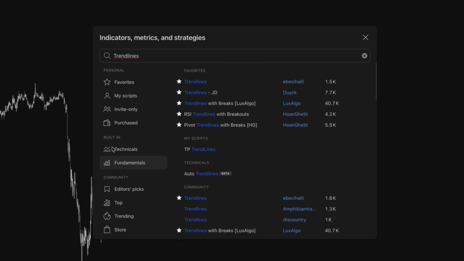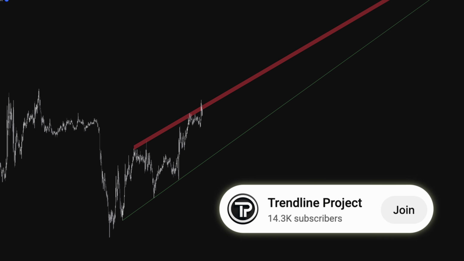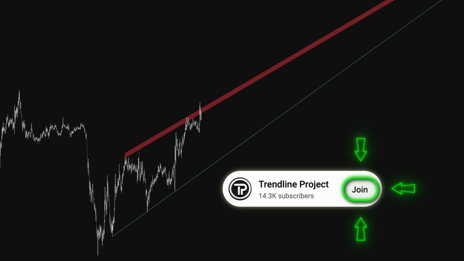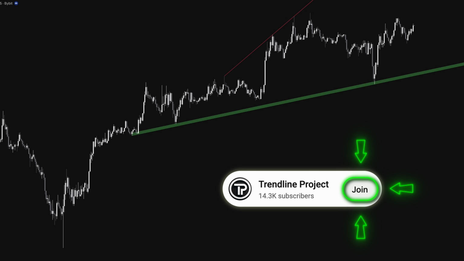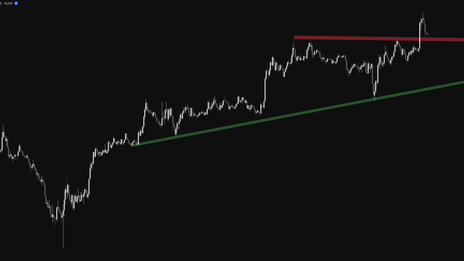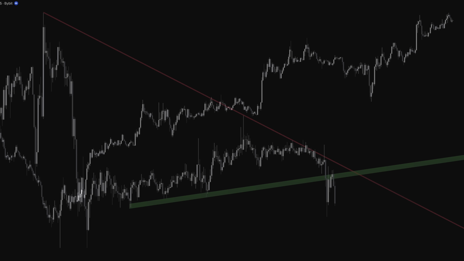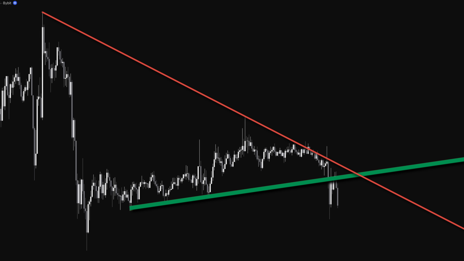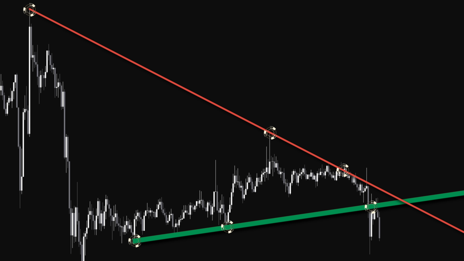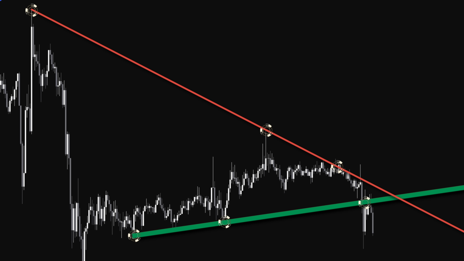Trend lines. Created by Ebesi Halil, this indicator automates trendline detection through systematic pivot analysis. The system scans historical price action for pivot highs and lows using adjustable strength parameters ranging from 5 to 15, then identifies support and resistance lines by connecting pivots that align within a fixed ATR-based tolerance zone.